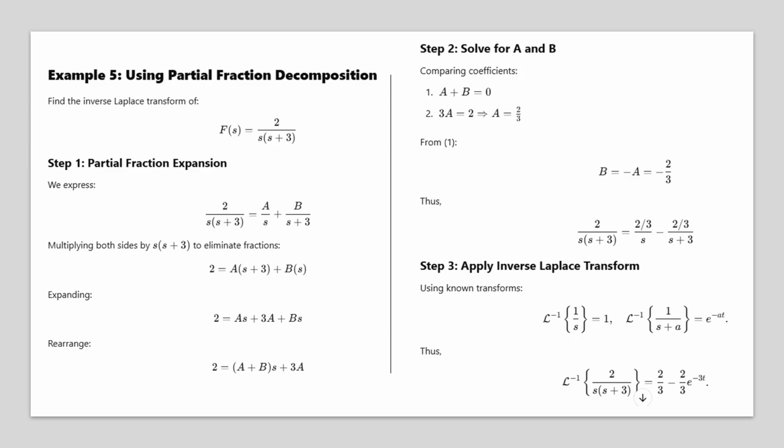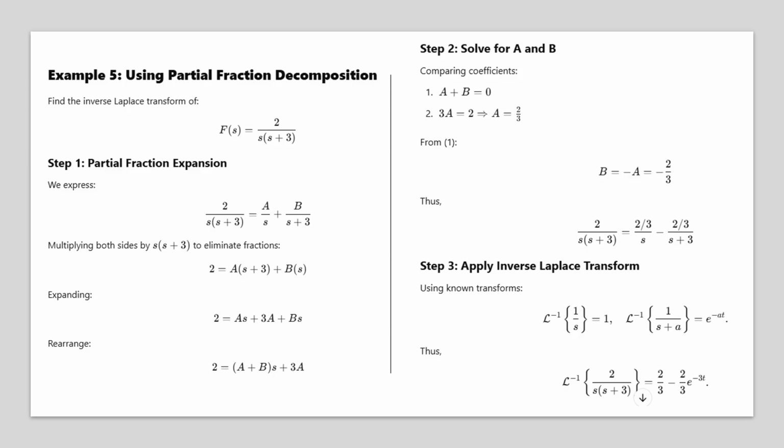Why is it so? Because we know the Laplace transform of something divided by s and something divided by (s plus a). By finding the values of A and B, the final values will be A is equal to 2 by 3 and B is equal to minus 2 by 3. So now we have 2 divided by s into (s plus 3) is equal to 2 by 3 divided by s minus 2 by 3 divided by (s plus 3).